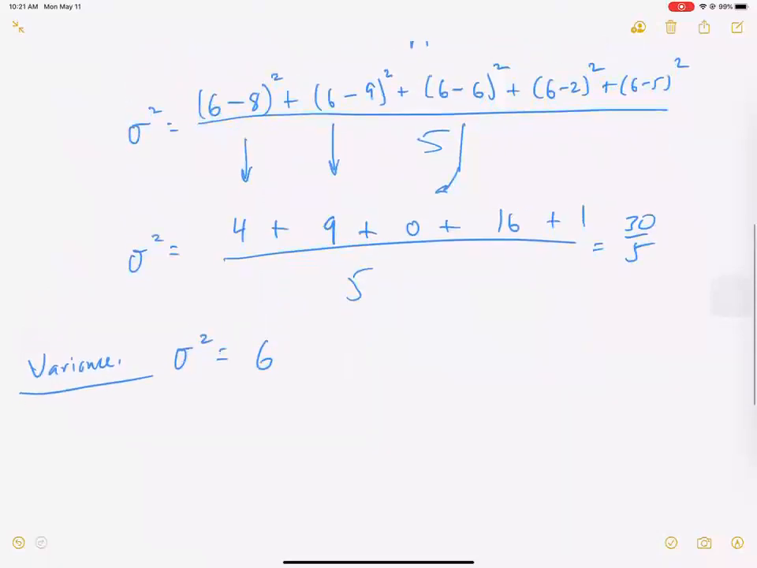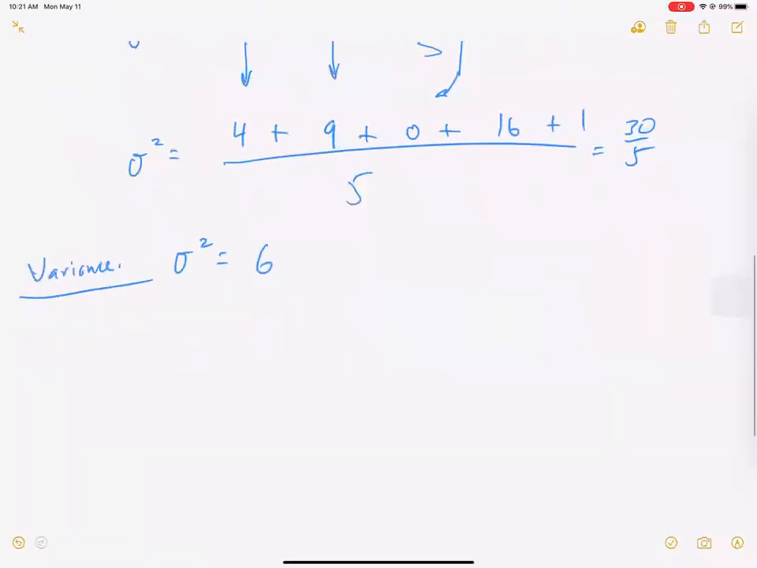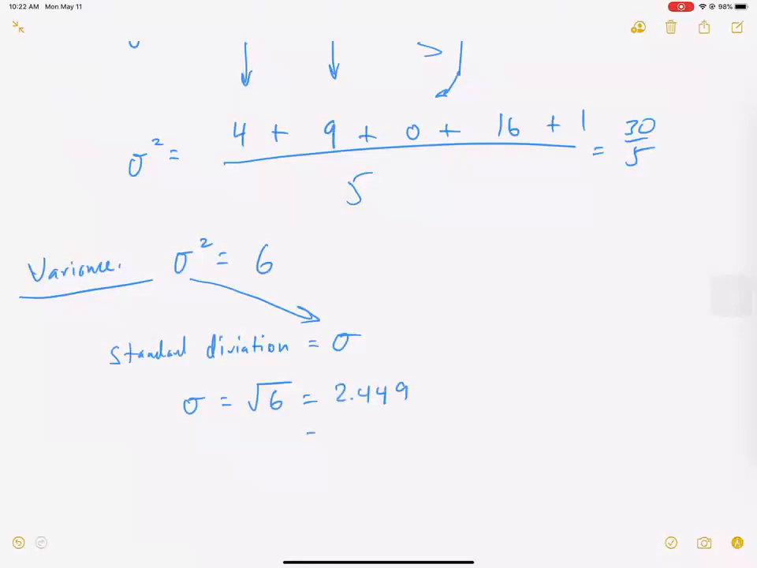Now from here, we only have one more step to get to standard deviation. The standard deviation is just the square root of variance. So standard deviation, which we said is sigma, is, to get from square to non-square, we take the square root. So we take the square root of 6. On my calculator, that's 2.449, which I'm going to round to 2.4, if it's one decimal place.